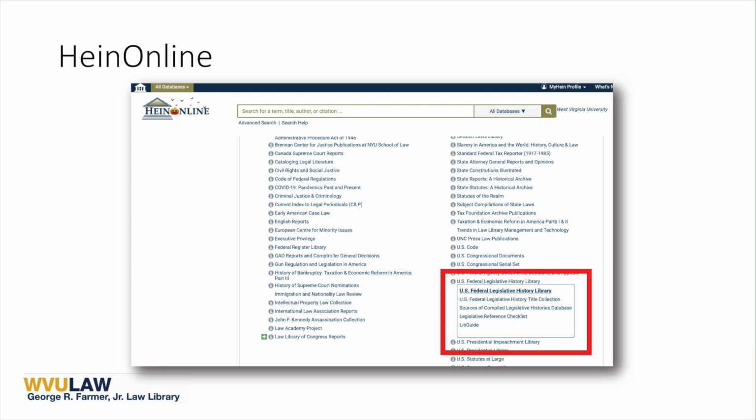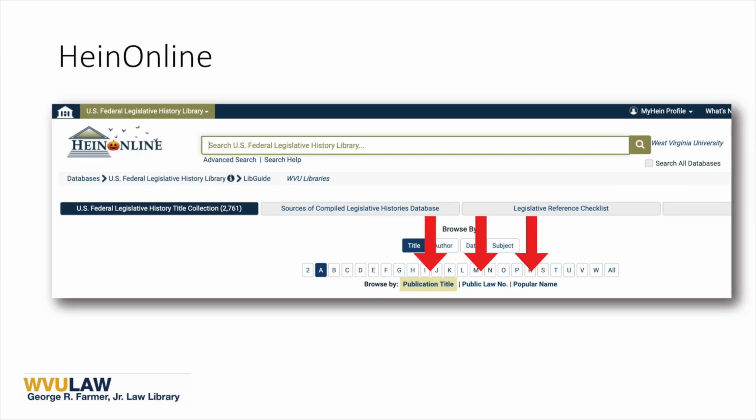We have already used Hein Online for its law journal library. However, this platform has many other resources, including the U.S. Federal Legislative History Library. In this digital library, you may browse for compiled legislative histories by the publication title, the public law number, or by the popular name of a law.